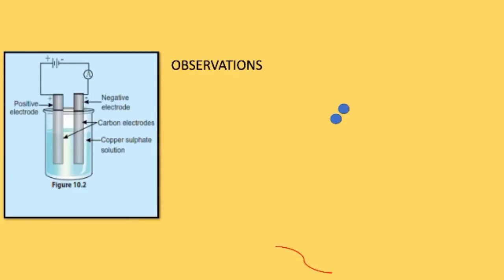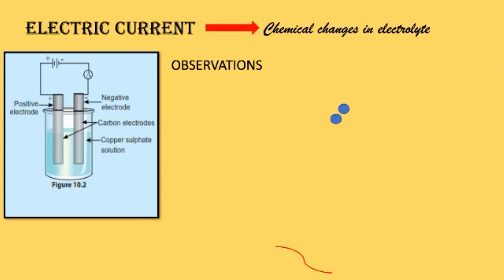Now let us do activity 10.2. The electrodes in this process are carbon electrodes, and the electrolyte is copper sulfate solution. In this process, the electric current passed through the electrolyte solution will bring about a chemical change in the electrolyte. Now, let us look at the observations of this process.